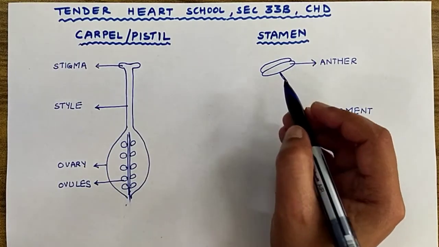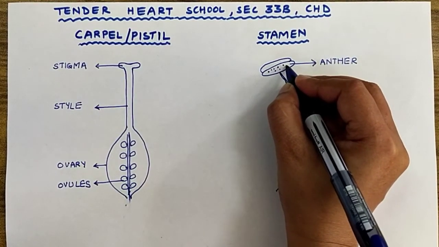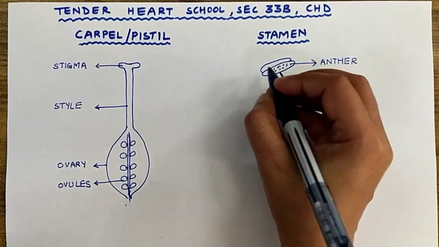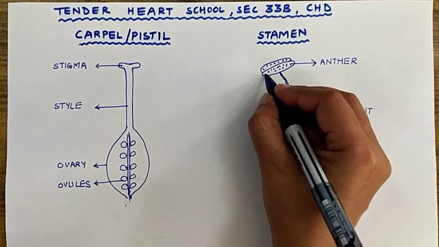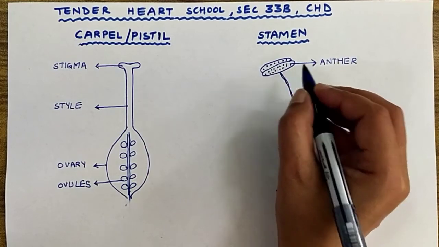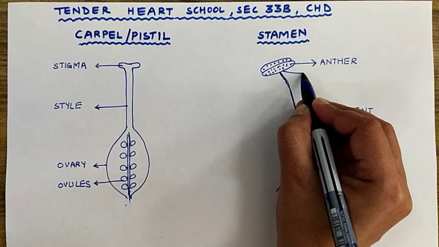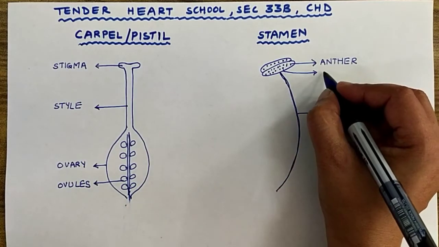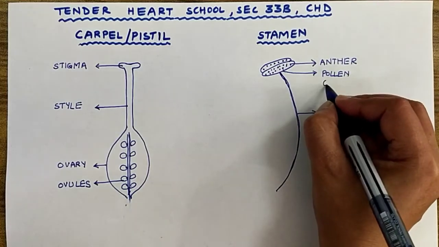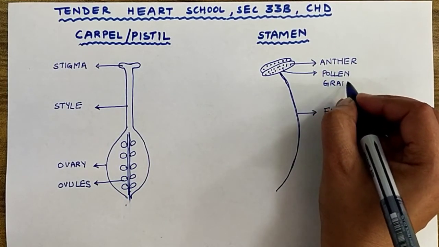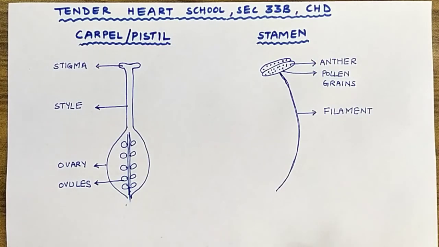Inside this anther we have yellow powdery substance, which is called the pollen grain. Pollen grains are formed inside the anther. So these are the pollen grains. Pollen grains are the male gametes. Male gametes are the male reproductive cells.